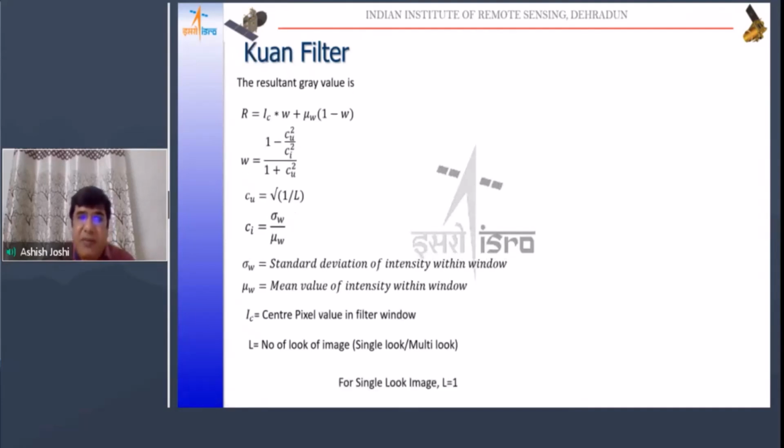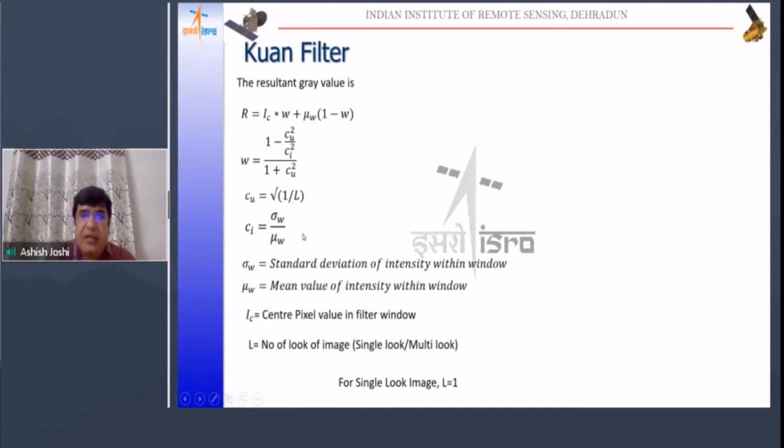The Kuan filter is also the same. The resultant pixel can be derived using this formula only: I_C times W plus mu times (1 minus W), where W is the weight we are calculating. So this is the same formula, but the weights are different.